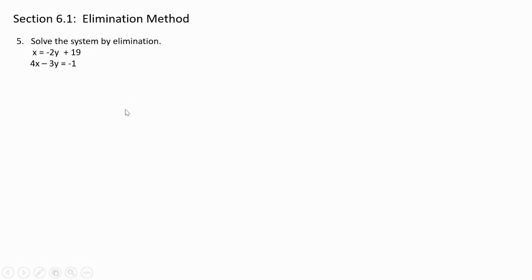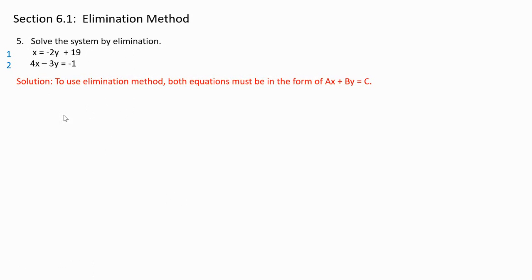I say solve by elimination. Okay, this is equation 1 and equation 2. So to solve by using the elimination method, both equations must be in the form ax plus by equals c. If you notice, equation 2 is already in that form, right? 4x minus 3y equals -1, but equation number 1 is not. So I need to rewrite equation 1 in the proper form.